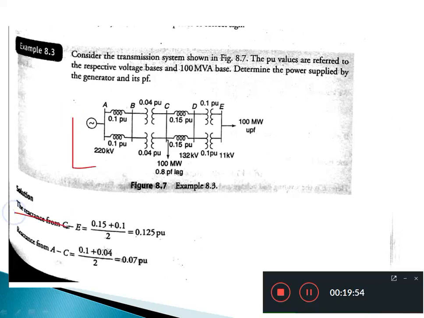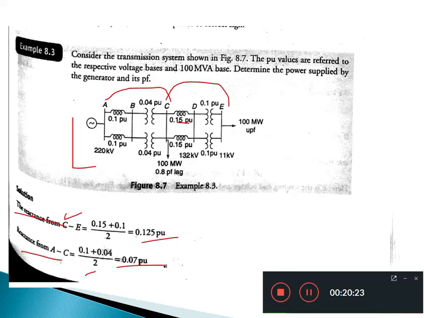Okay, the reactance from C to E is 0.15 plus 0.1 divided by 2. So we get some value. The reactance from A to C is 0.1 plus 0.04 divided by 2. We get 0.07 per unit.